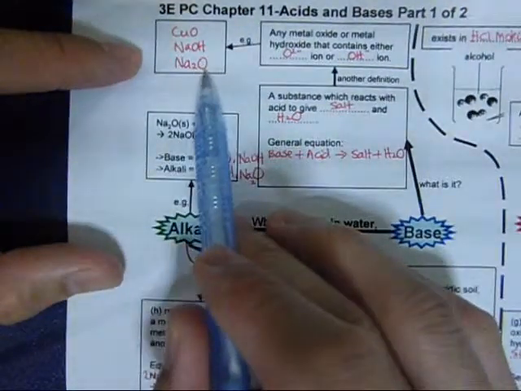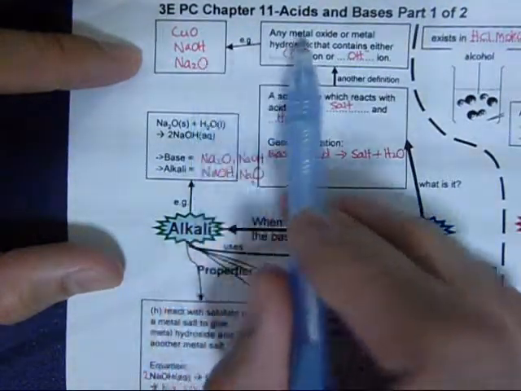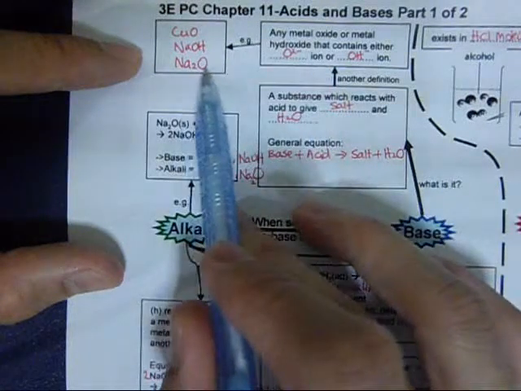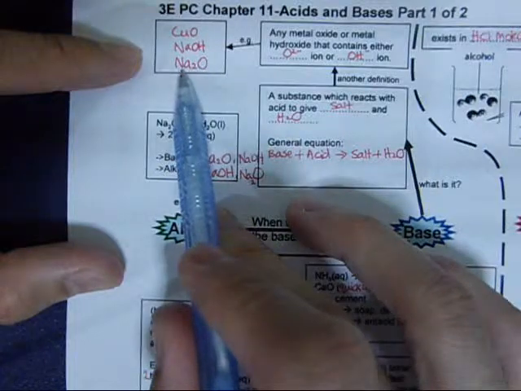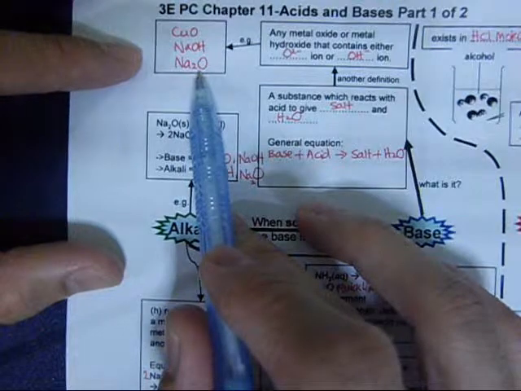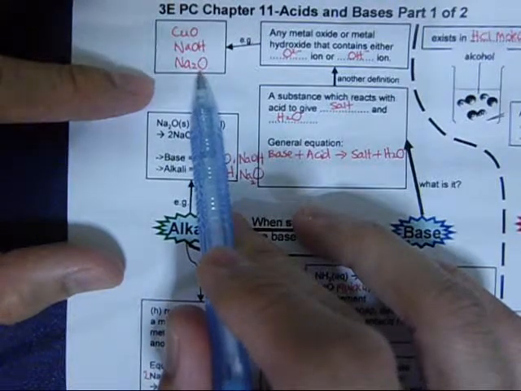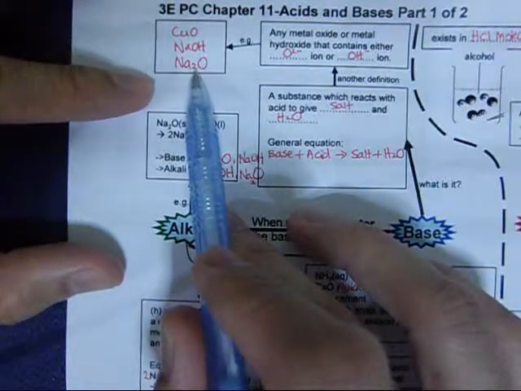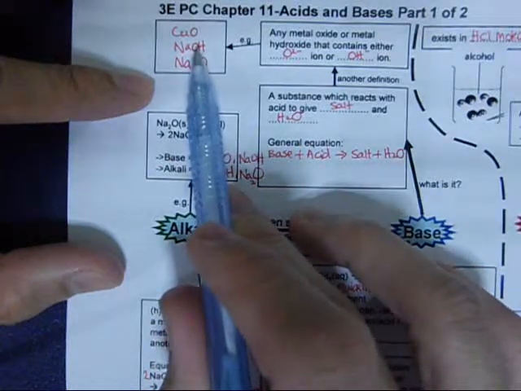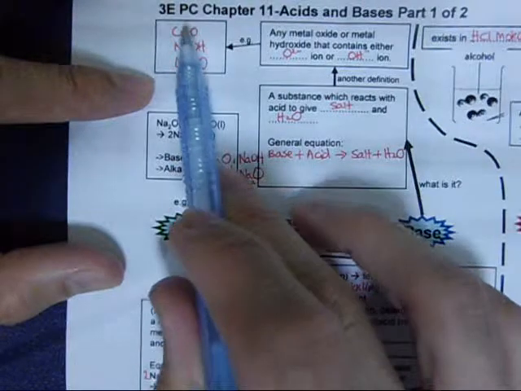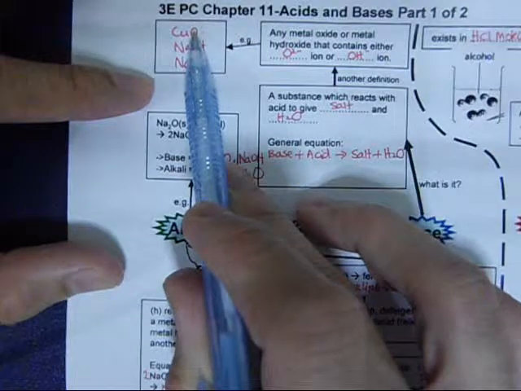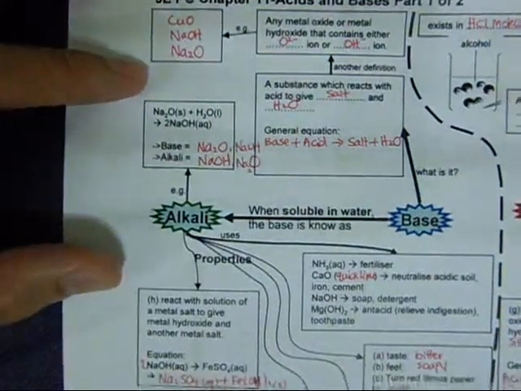Same thing with sodium oxide. It is a base because all metal oxides are bases. Sodium oxide is a metal oxide, so it is a base. But because sodium oxide dissolves in water, it is also an alkali. So sodium oxide is a base and alkali. Sodium hydroxide is a base and alkali. Copper oxide is a base but not an alkali, because it cannot dissolve in water.